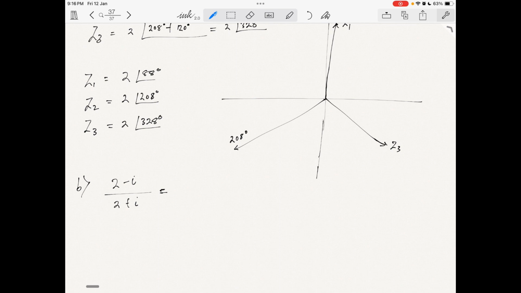If you don't understand what I just said, kindly refer to the division of complex numbers, which is part 3 of this video. So that will give us (2 minus i) divided by (2 plus i). The conjugate of the denominator is 2 minus i, so we multiply by (2 minus i) over (2 minus i).